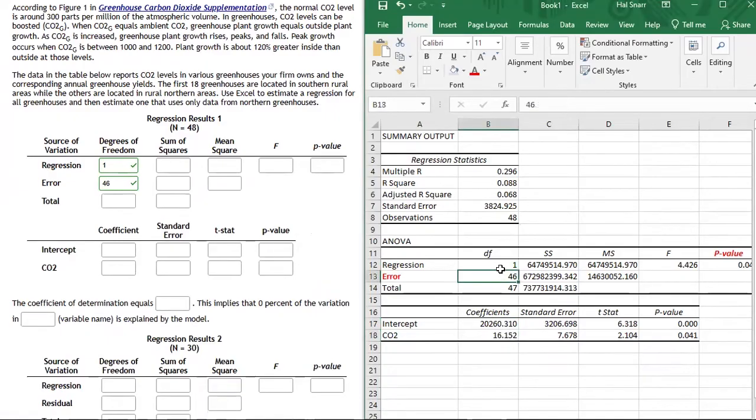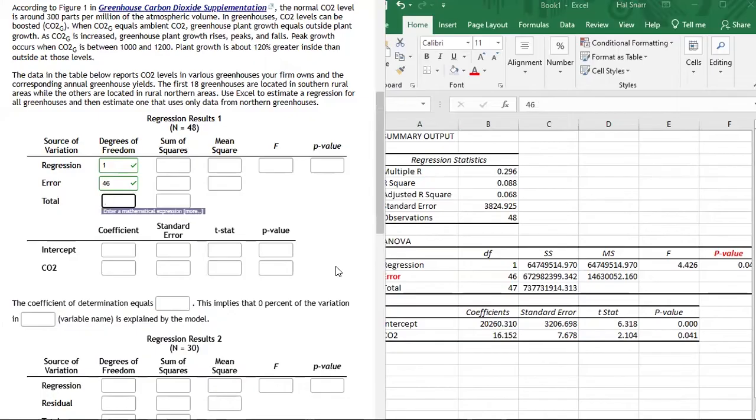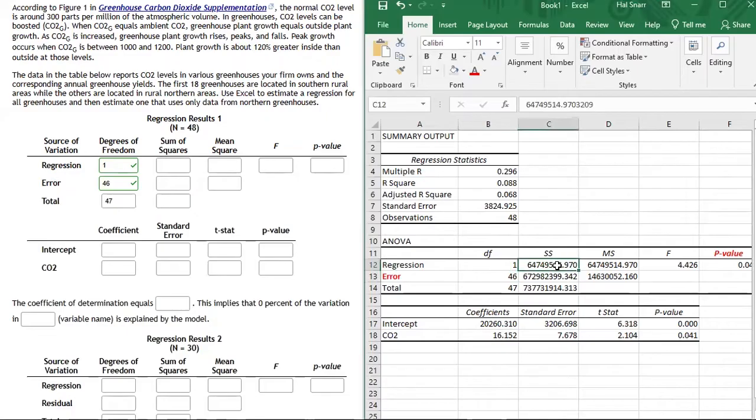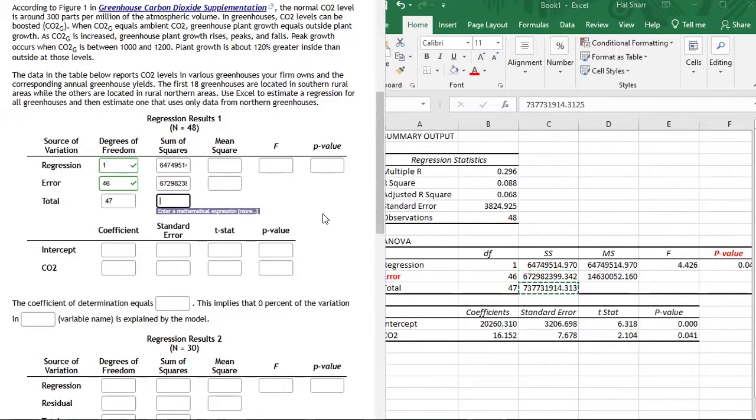So the reason why this is 46, we got 48 observations minus the number of parameters we're estimating in the model, and we're estimating two. Again, the intercept and the slope. The total degrees of freedom are 47. The sum of squares due to regression is this value. The sum of squares due to error, that's why I like to call this error instead of residual, is that value. The sum of squares total is that value.